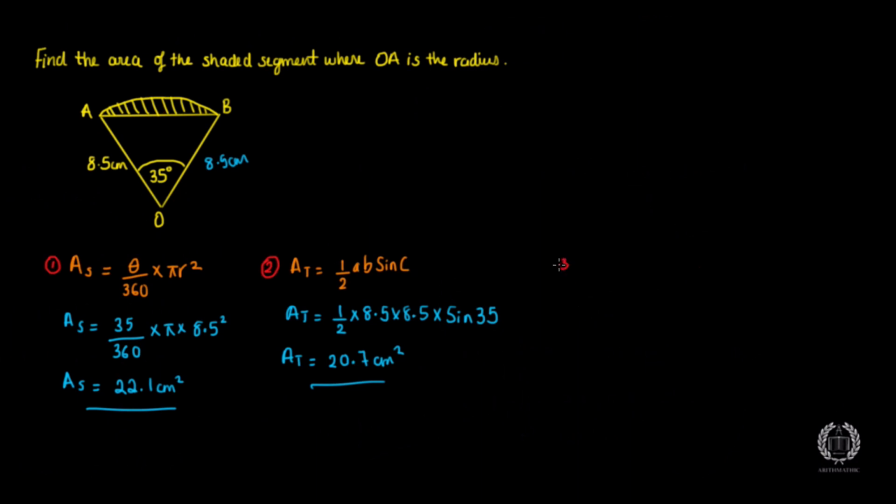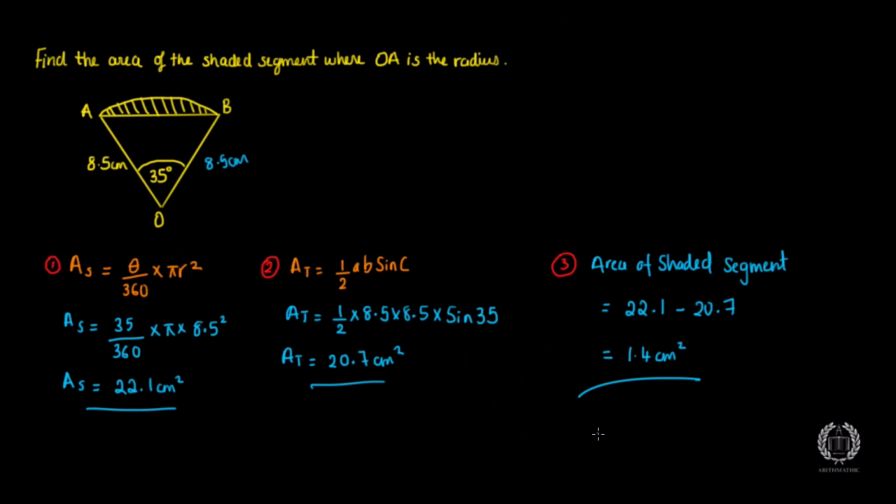So my step 3 now is to find the area of the shaded segment. You don't need to write shaded segment, but just so that you guys know what I'm doing here. So area of shaded segment equals my area of sector, which is 22.1, minus 20.7, and that should give you 1.3 or 1.4 centimeters squared, and that is pretty much your answer.